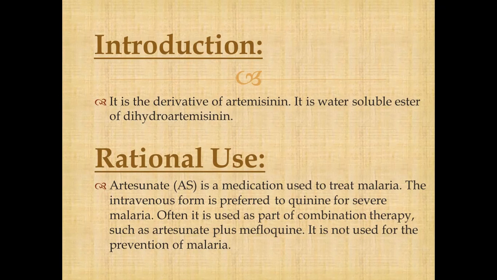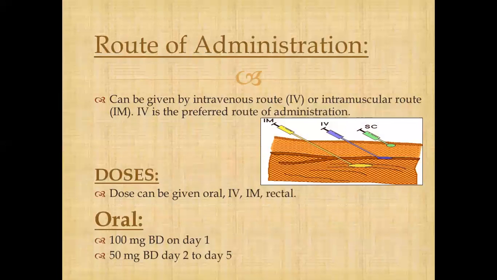The intravenous form is preferred to quinine for severe malaria. Often it is used as part of combination therapy, such as artesunate plus mefloquine. It is not used for the prevention of malaria. Now we have route of administration.